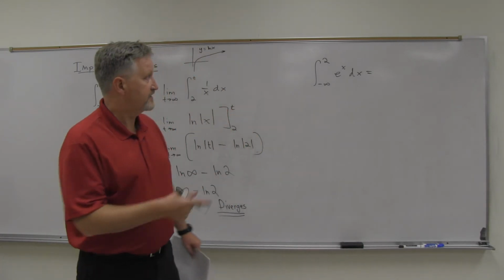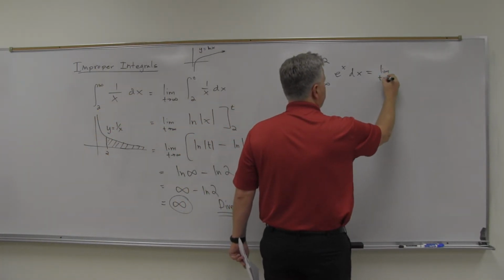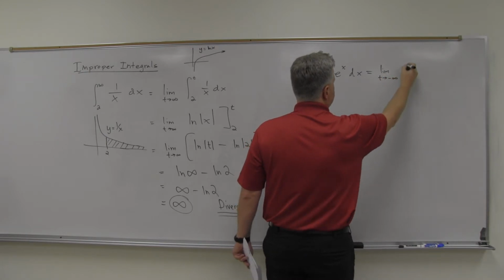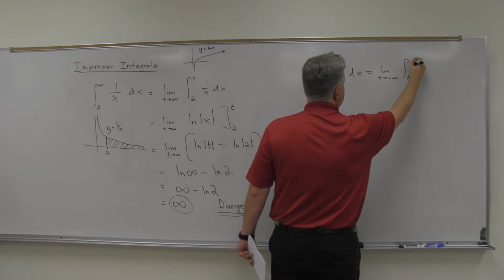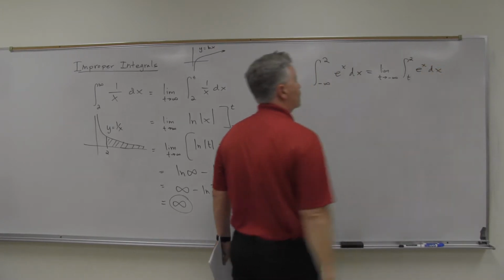So in this case, t goes in for the negative infinity, so my limit is t goes to negative infinity. That does change: there's t here, 2 there, e to the x dx.